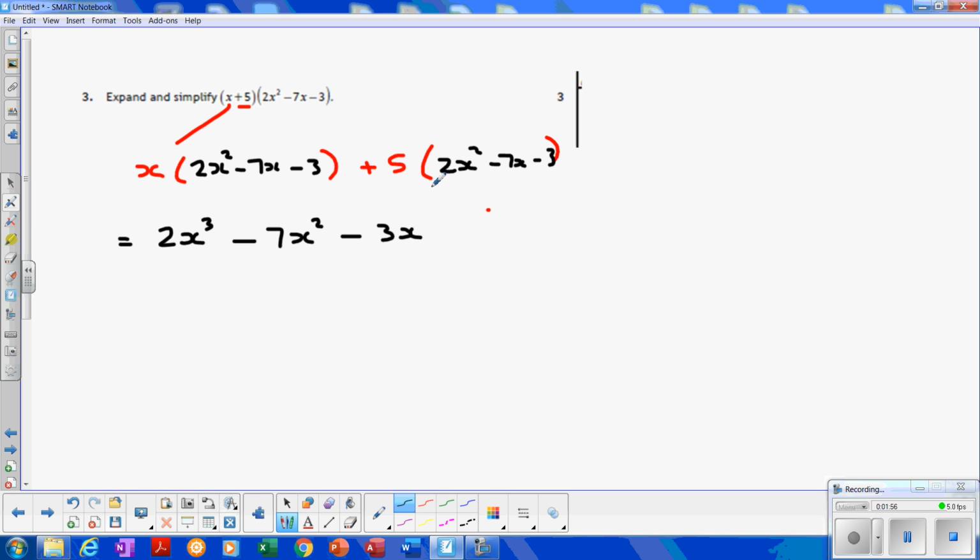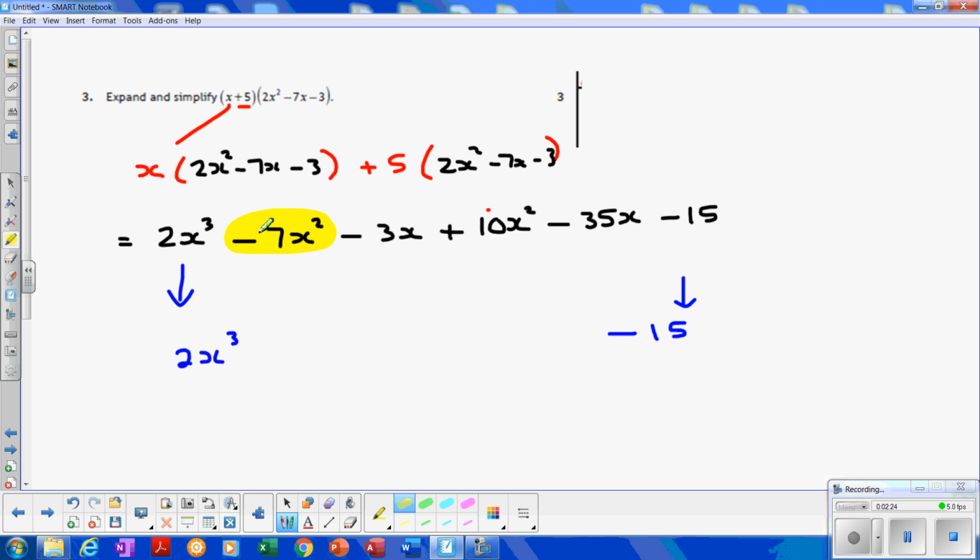Then I want to multiply this bracket by 5, so 5 times 2 is 10, so it's 10x squared. 5 times minus 7 is minus 35x, and 5 times minus 3 is minus 15. Now we need to tidy this up. First term stays exactly the same, there's never anything to tidy up there, and the last term, minus 15, also stays the same. So now what we want to do is gather the x squareds. So there's minus 7 of them there, and there is 10 of them there. So that gives me minus 7 plus 10, which is the same as 10 take away 7, is plus 3x squared.